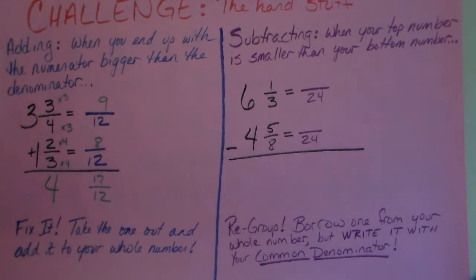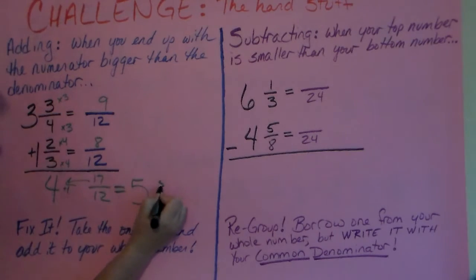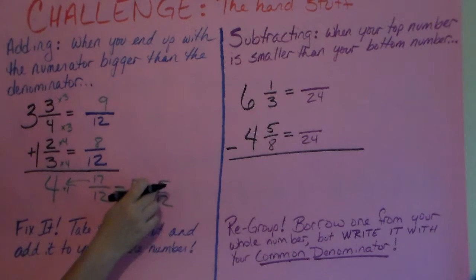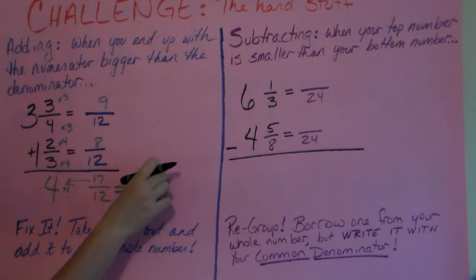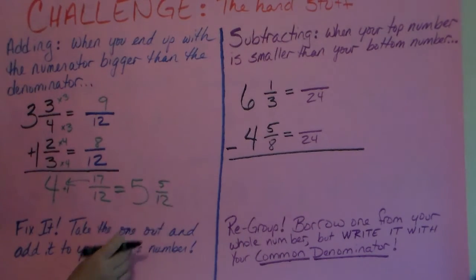I can't leave it like this. When my numerator is bigger than my denominator, I have to fix it. Take the 1 out. So how many times is 12 going to 17? It goes in once. But I have to add that here. So this is going to equal 5. And how many are left over? 5/12. Now I got to double check and make sure 5 is a prime number, so it can't get smaller. 5 doesn't go into 12, so it can't get smaller.